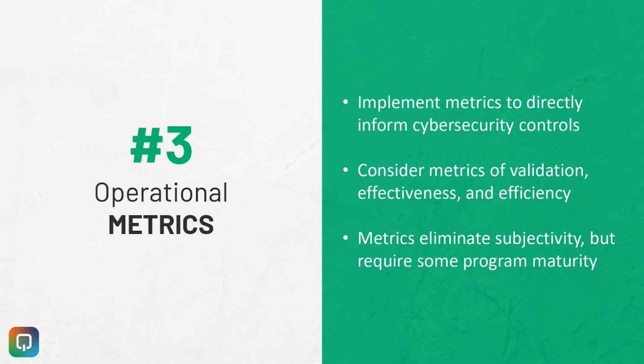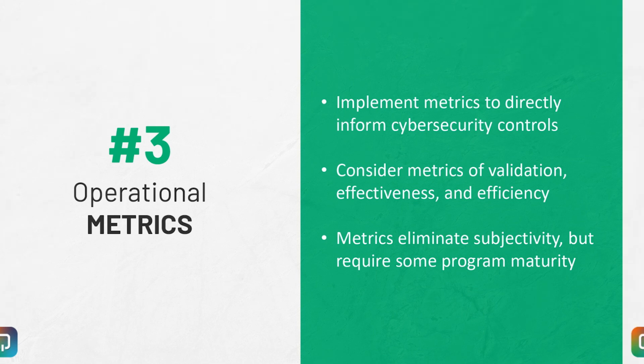Operational metrics are typically something that takes some level of program maturity to implement. Usually, it makes sense to implement them after building up the program a little bit. Still, after this transition, organizations can report on cybersecurity progress in a very strong and articulate way. These were the top 3 ways to measure cybersecurity progress. In the next video, we'll look at the top 3 types of operational metrics.